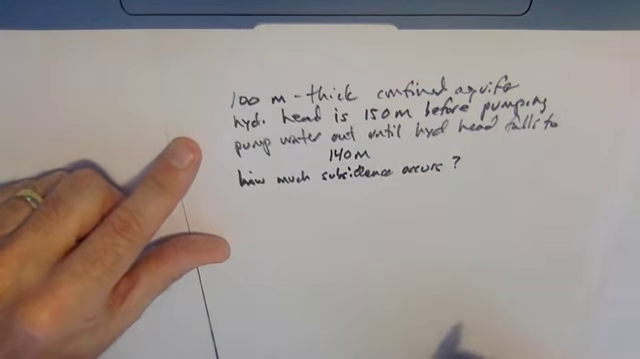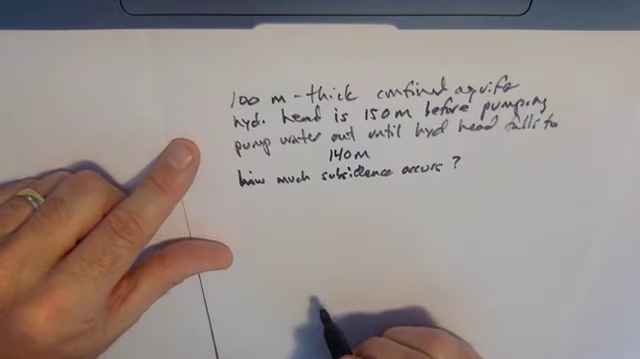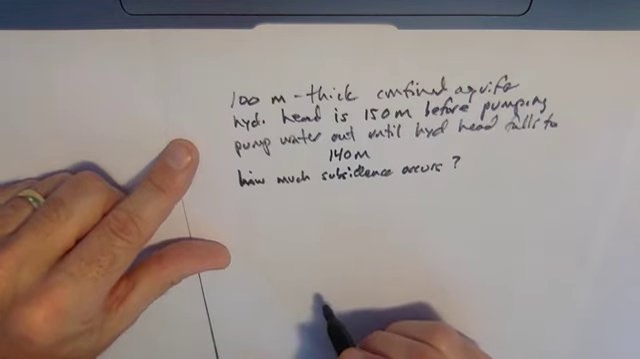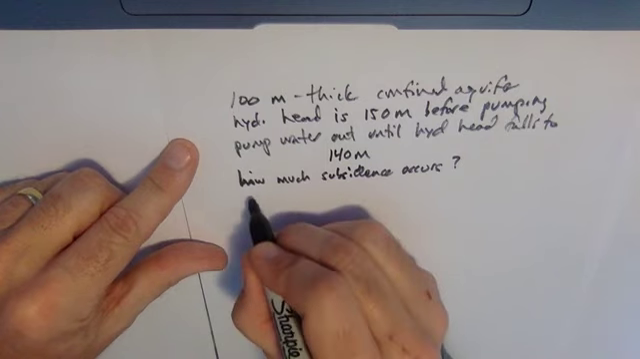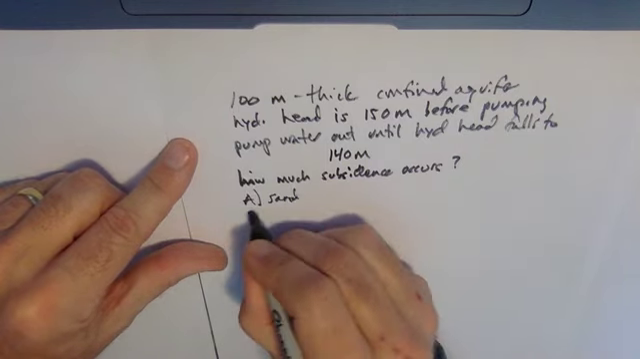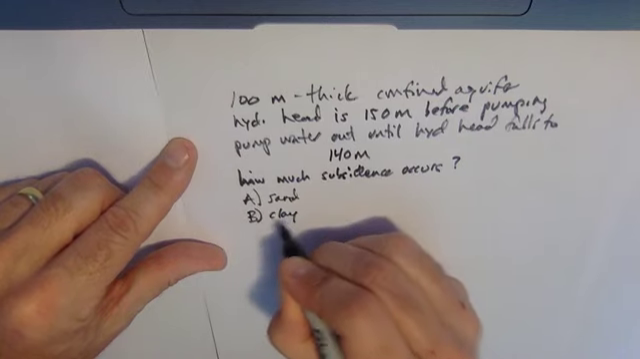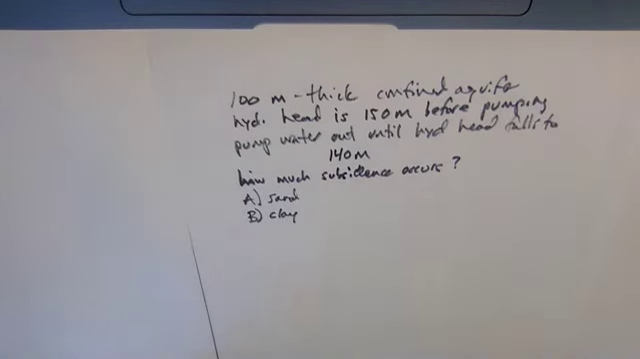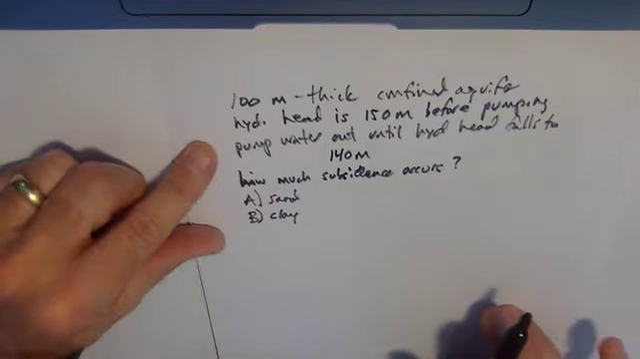Well, the one thing I haven't told you is what this confined aquifer is made of. So let's do it for two cases. Let's say A, it's a sand, unconsolidated sand, and B, it's a clay. Now, clay wouldn't make a very good confined aquifer at all, but this sort of illustrates the point.